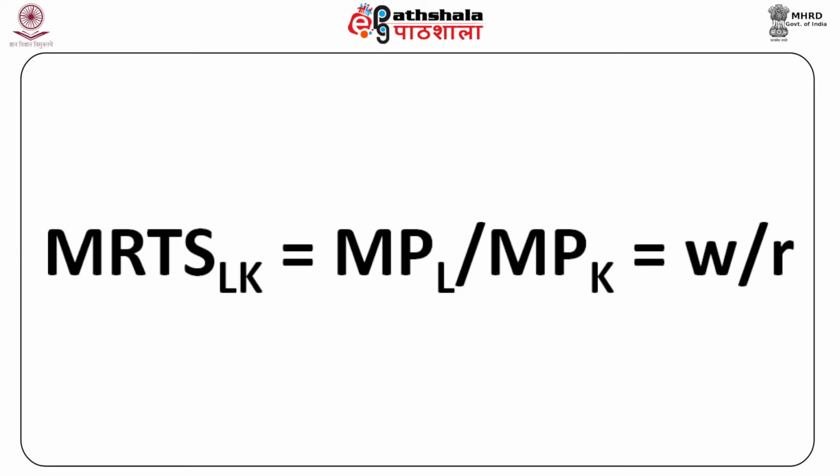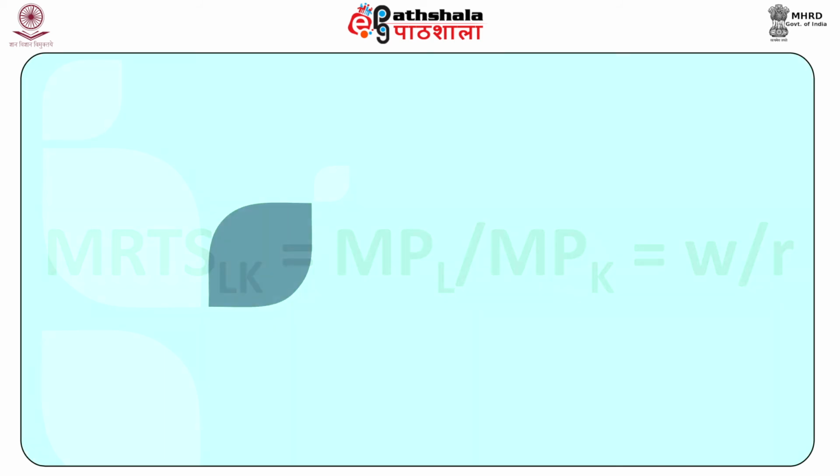At every point along the expansion path, MRTS of labor and capital is equal to MPL by MPK, which is equal to W by R. Therefore, the expansion path is the locus of the points along which MRTS is constant and is equal to the input price ratio. It is a curve along which the firm will expand when input prices are constant.